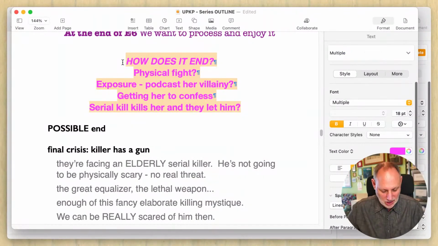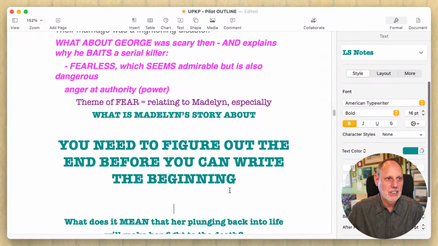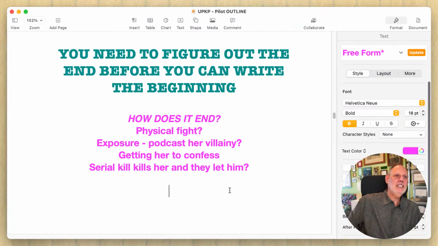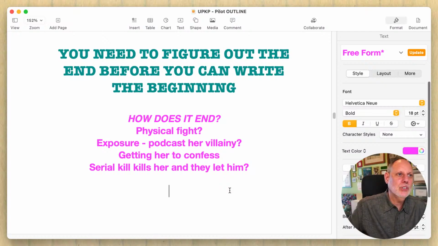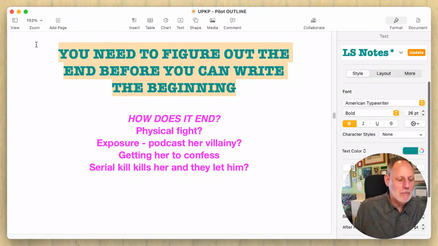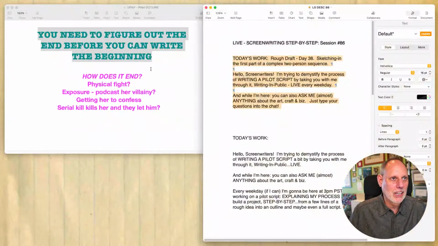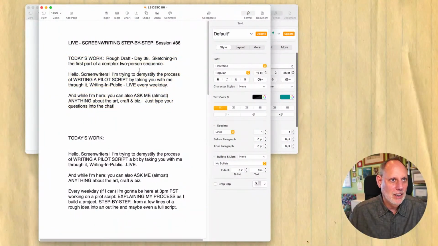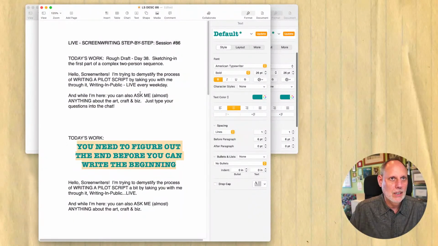I'm going to just copy this here and put this here because we need to figure this out. This is the big issue. You need to figure out the end before you can write the beginning. I'm actually going to take that. Hang on a second. Just so you see, this is the job here. Okay.